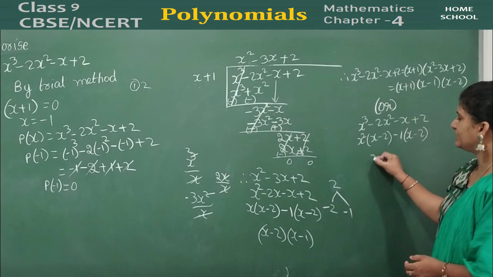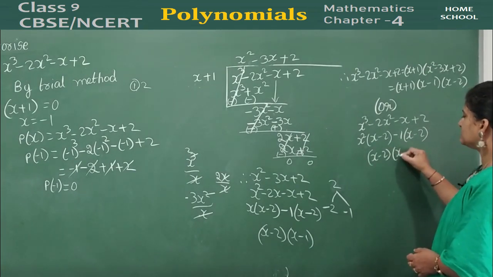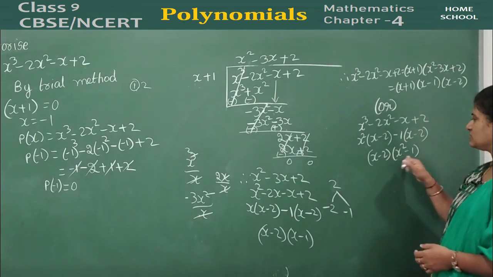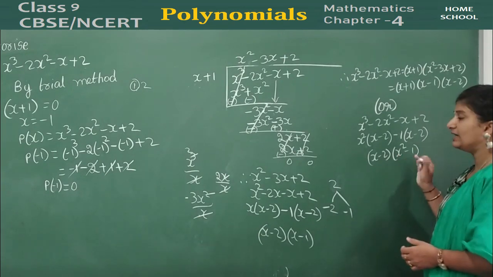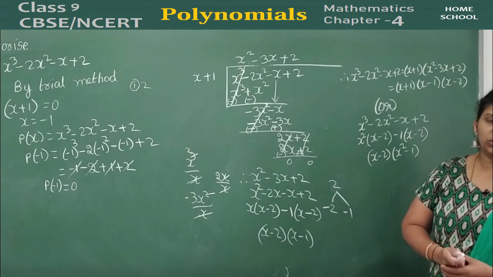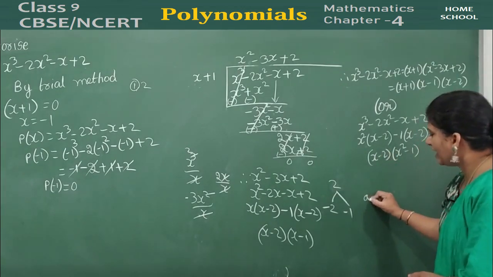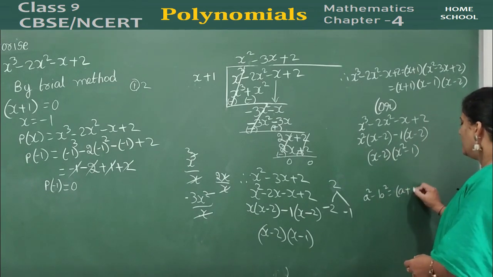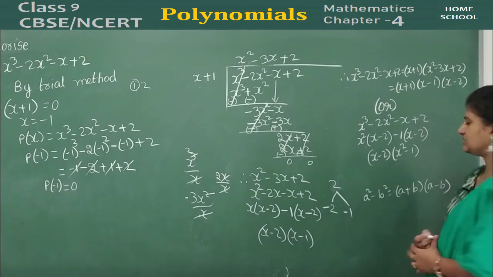Again x minus 2 is common. What are you left with here? x square minus 1. Right? x square minus 1, again I have to split. There I remember an identity. Do you know identities, children? What is that identity? a square minus b square is equal to a plus b into a minus b.